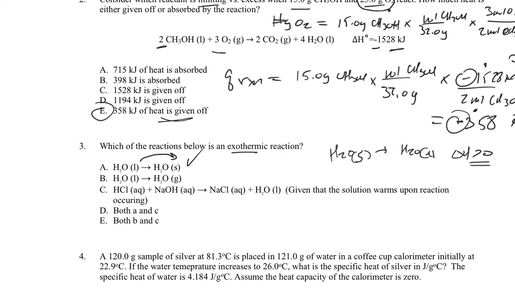Liquid to gas, if I want to boil water, vaporize water, I have to supply heat in order for that reaction to take place. I don't get heat off of the reaction. If I mix two solutions together and the solution warms up, the solution's getting hotter because it obtained the heat that the reaction gave off. The reaction giving heat off is the definition of exothermic. So this reaction here would be exothermic as well. So I got A and C is exothermic.